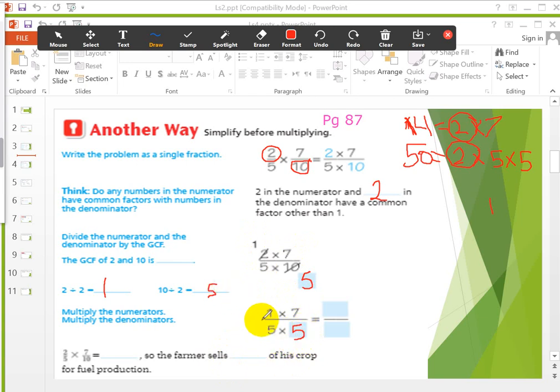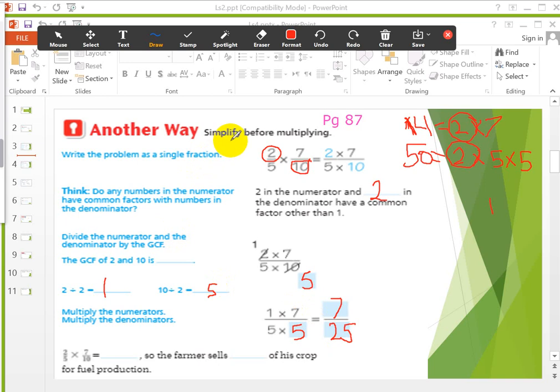So the numbers become smaller. Now, if I multiply 1 with 7, the answer will be 7. And 5 multiply 5, the answer will be 25. So here, look, the answer will be in the simplest form, 7 over 25. So no need here to divide the numerator and denominator on the same number because the number is in simplest form.